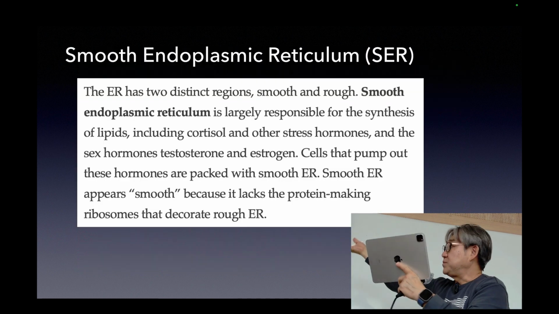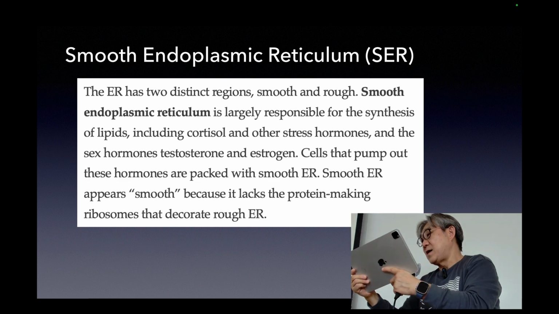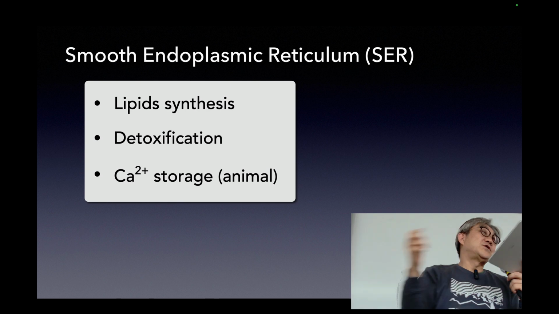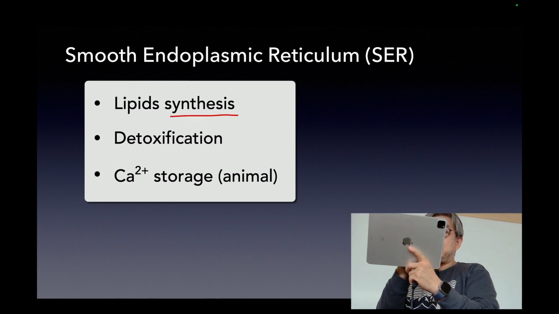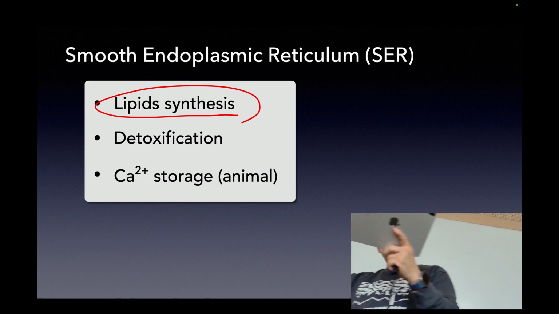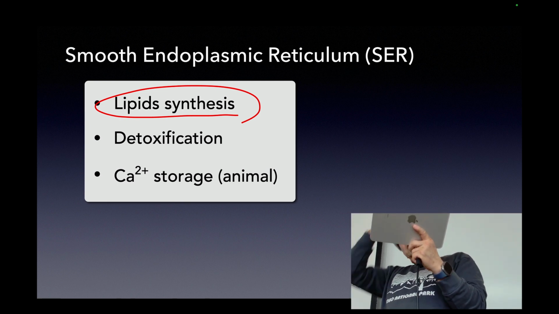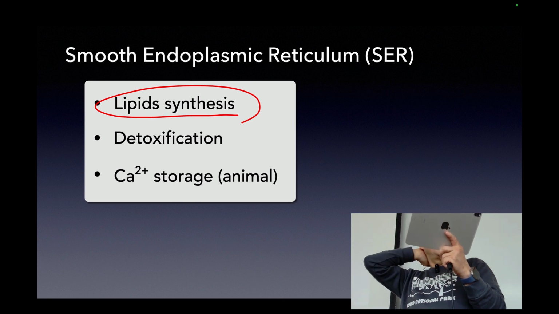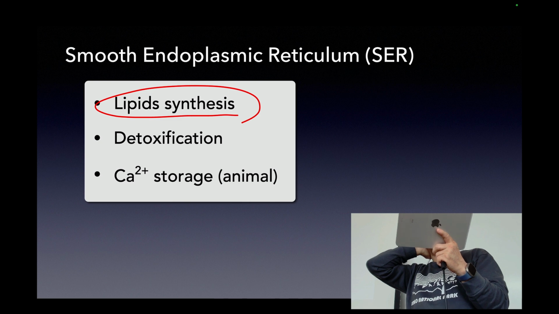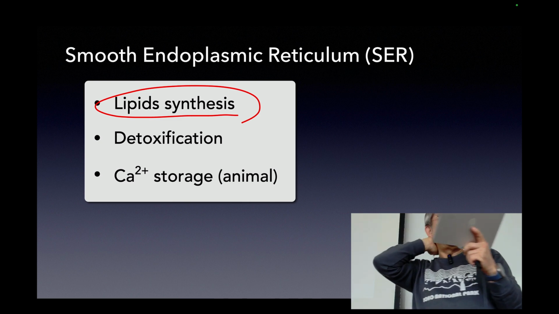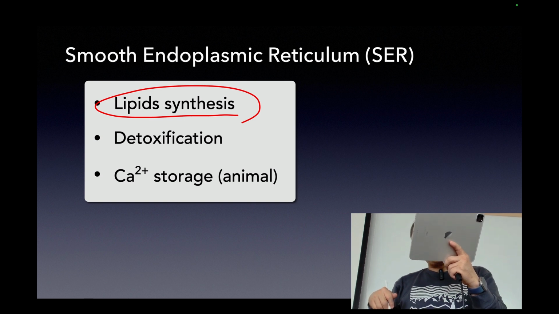So first let me quickly finish the representative functions of the smooth endoplasmic reticulum. If I summarize the major functions of the smooth endoplasmic reticulum, one is lipid synthesis, dealing with all those lipids, including even cholesterol. If you want to synthesize and provide your own cholesterol inside your cell, yes, that's usually the smooth endoplasmic reticulum's job.